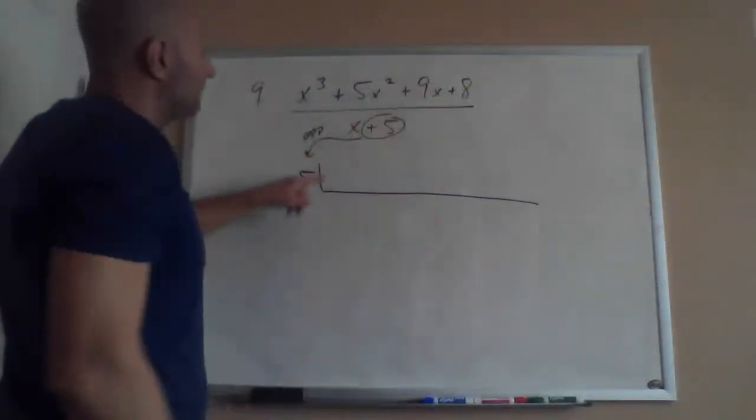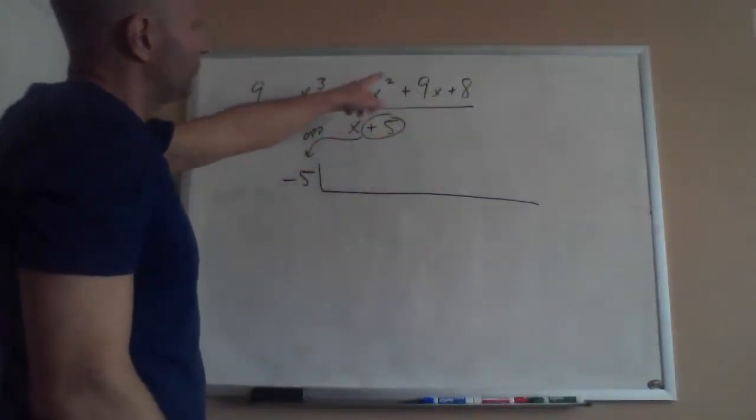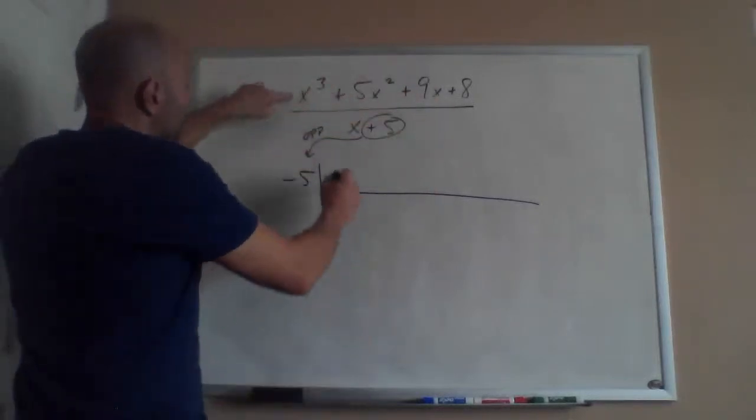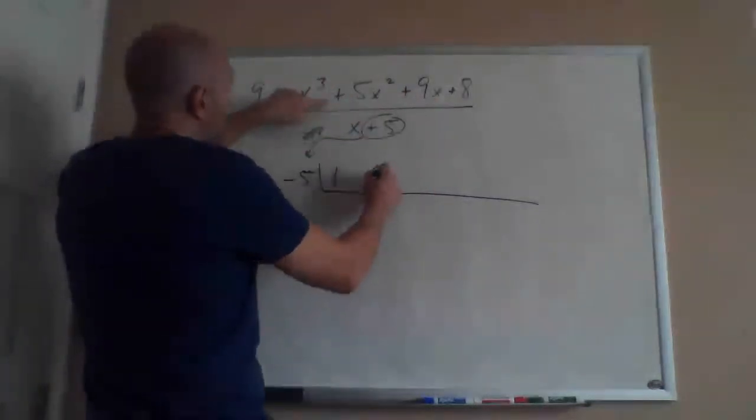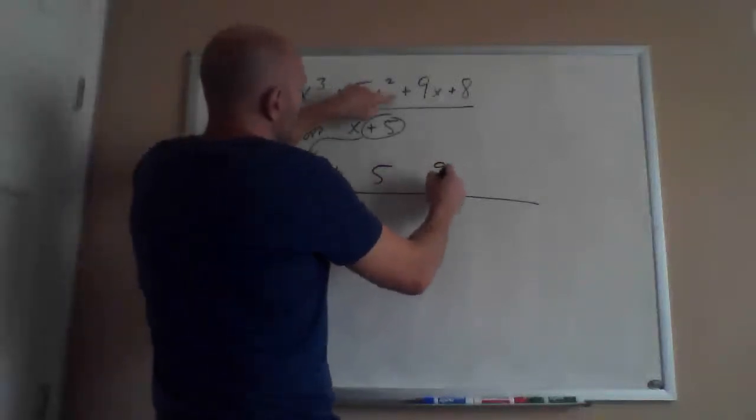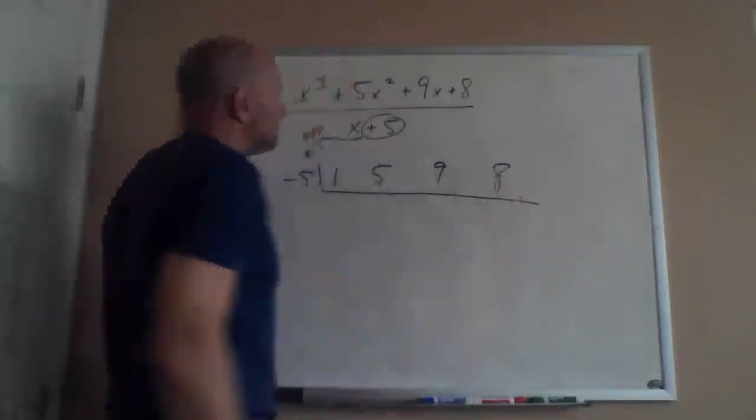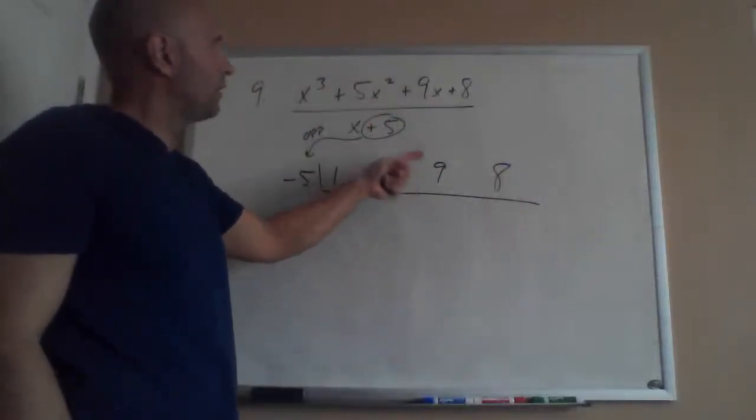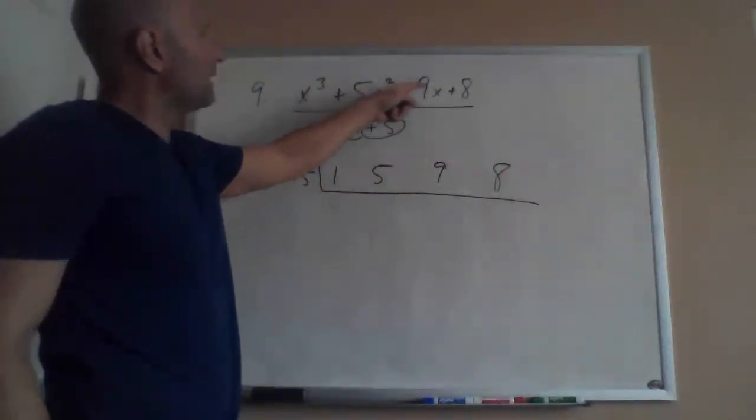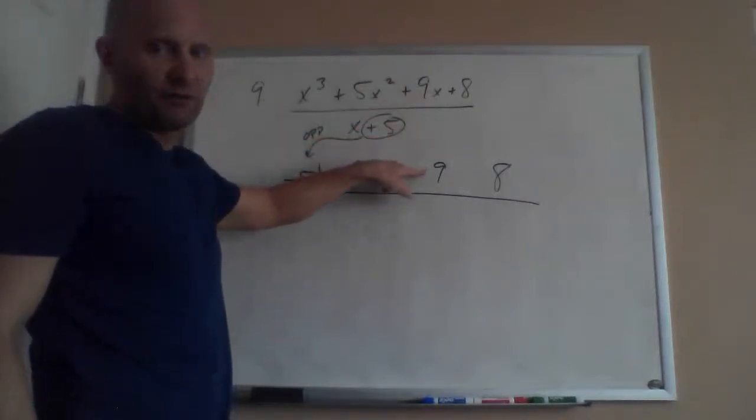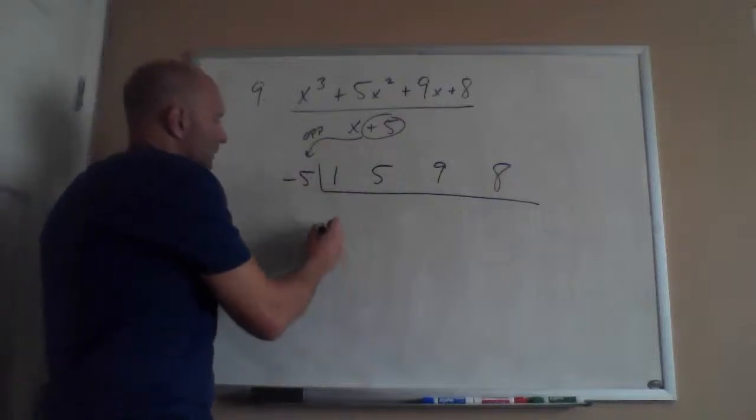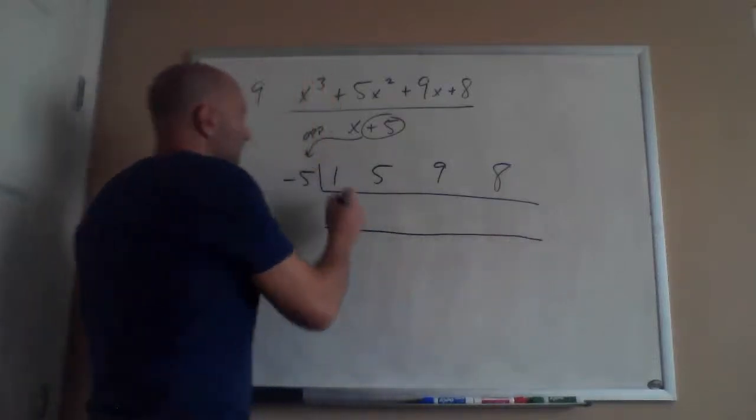And now put in my coefficients, and if I'm missing a term, which I'm not, I'd have to put in 0. But in this case, I just put in the coefficients 1, 5, 9, and 8. If there were minus signs in here, I would have to include the minus sign as well. So if this said, for instance, minus 9x, this would be a minus 9 in the first row. So now we start the process.